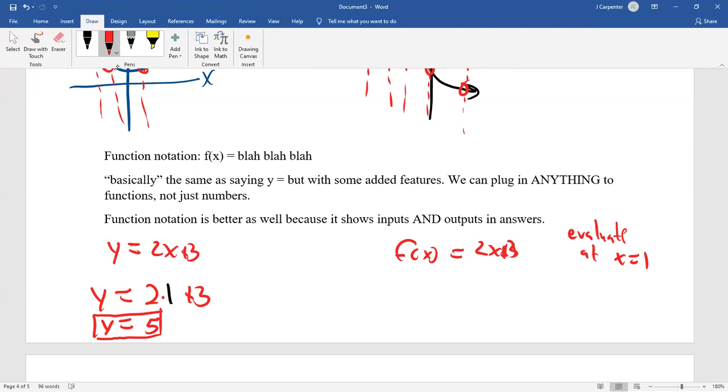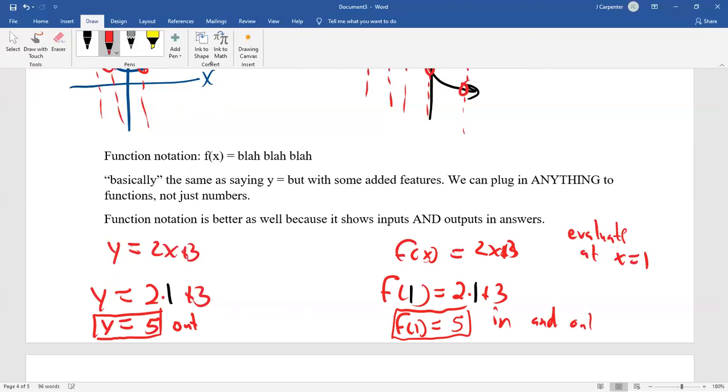If you do it this way with function notation, the input goes where the x was. So this would be f of 1. I'm just going to go ahead and put the 1 on the right side for time's sake. And that would be equal to 2 times 1 plus 3. 2 times 1 is still 2. 2 plus 3 is still 5. So we get f of 1 equals 5. In the first version, you only see the output. Here you see the in and the out. You see the full coordinate pair of 1, 5.